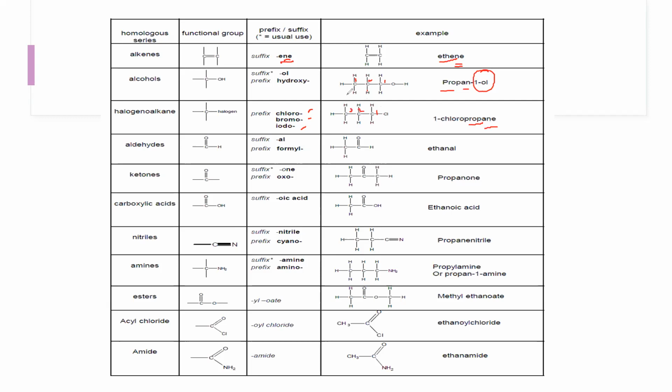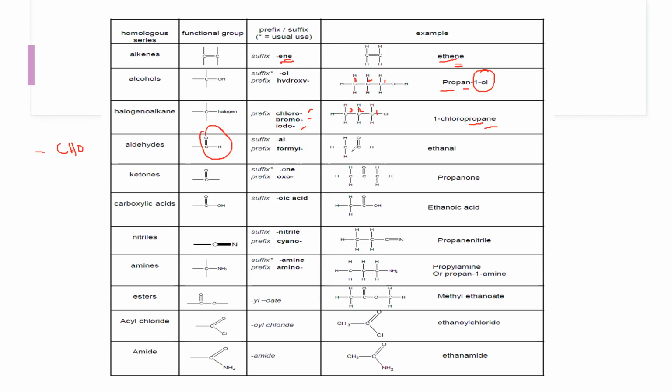What about aldehyde? What is the meaning of aldehyde? Aldehyde means it contains C double bonded with O and H, or we also say CHO. The name of aldehyde, if we are using it as a suffix, will be -al, and if we use it as a prefix, then it will be formyl. But normally we use it as a suffix.